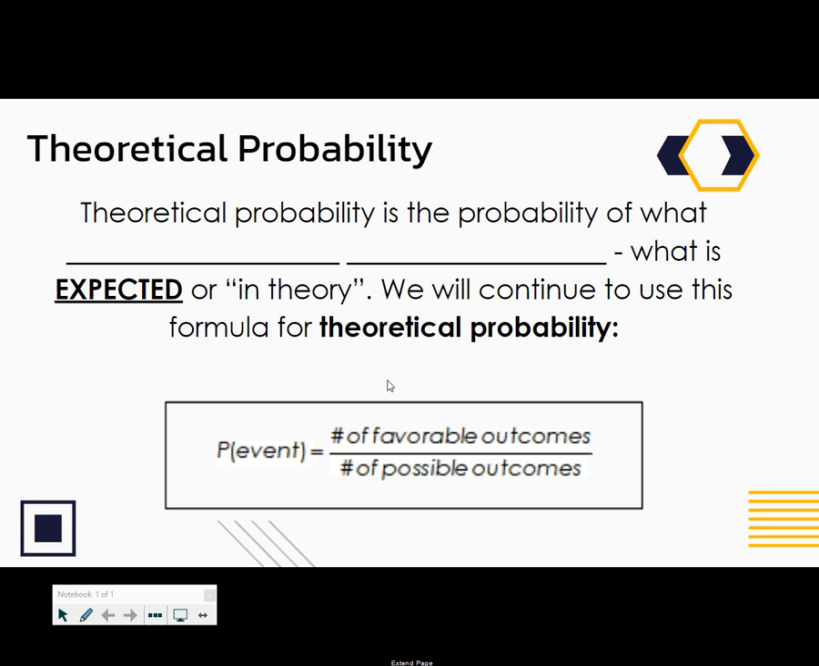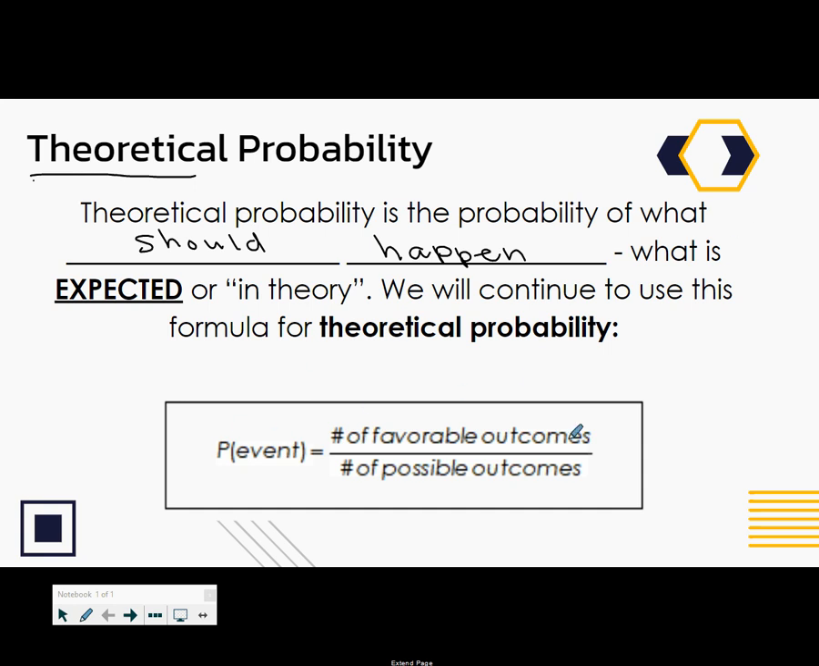Okay, now that you've gotten those checked, we're going to go ahead and give you the definition of theoretical probability. So theoretical probability is the probability of what should happen. That'll be your first blank, probability of what should happen. In other words, it's the probability that we expect to happen, or what is expected, or in theory, right? We see theoretical, in theory, this should happen, but it doesn't always happen.